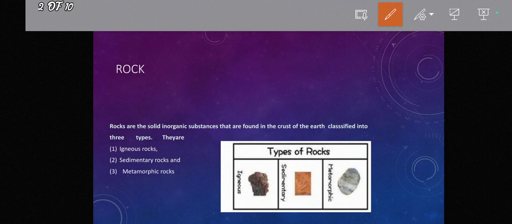In the previous class we learned about the crust and the different types of crust layers. In this class we are learning about rocks, the different types of rocks, and the rock cycle as well. So what do you mean by rocks? Rocks are solid inorganic substances that are found in the crust of the earth.